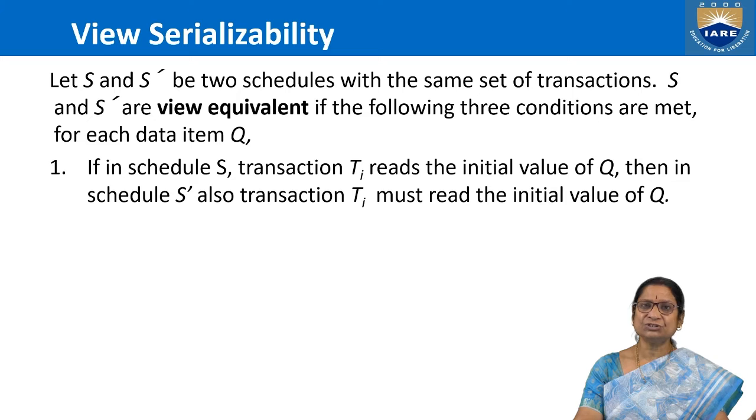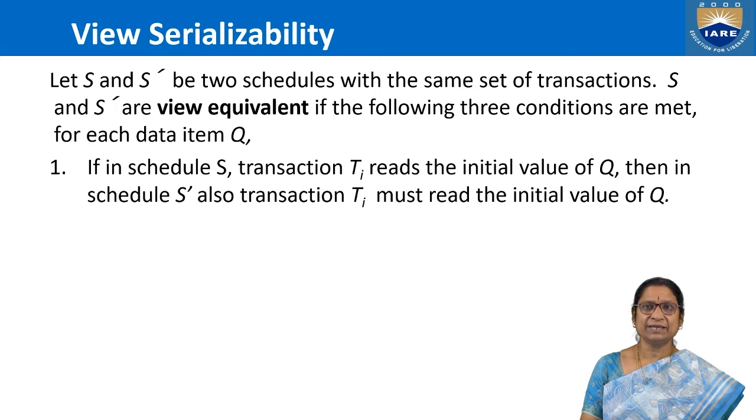So how can you check whether those two are view equivalent or not? If the following three conditions are satisfied in a schedule, then we can say that it is view equivalent to the serial schedule. These three conditions are based on the read-write operations only, because inconsistency arises because the sequence of read-write operations is going to be changed. So what are the conditions we have to consider?